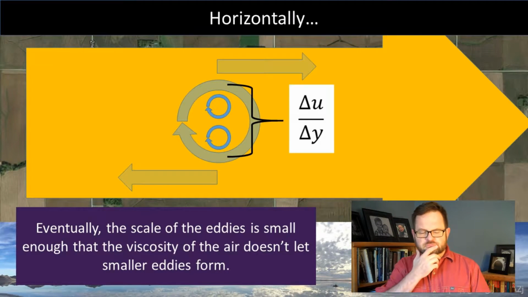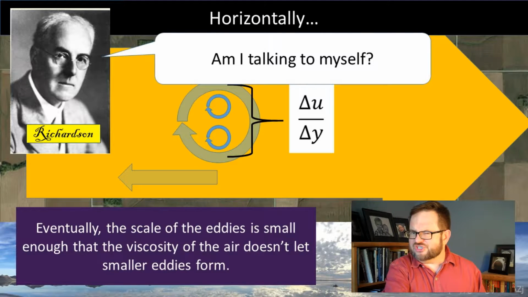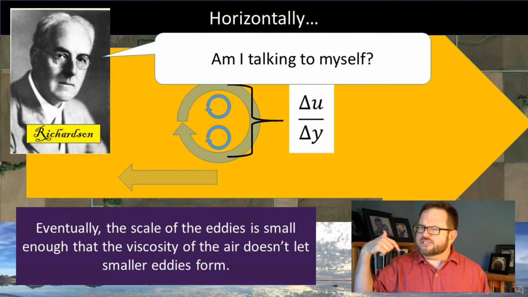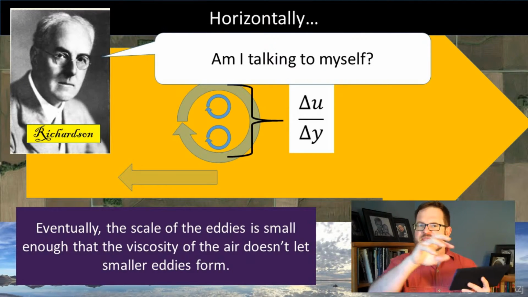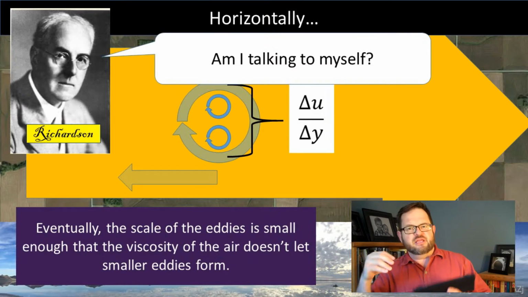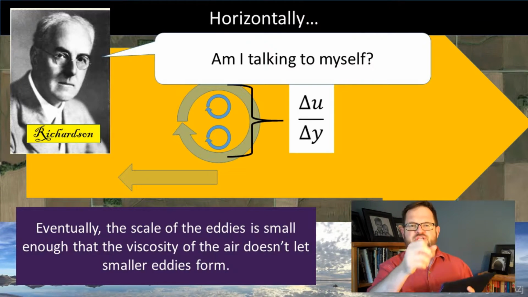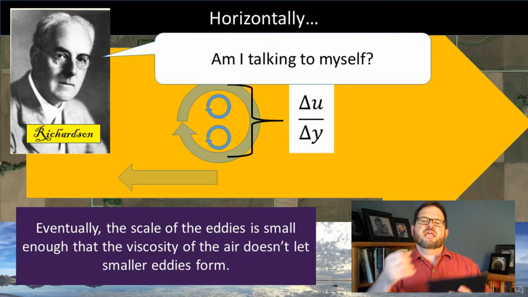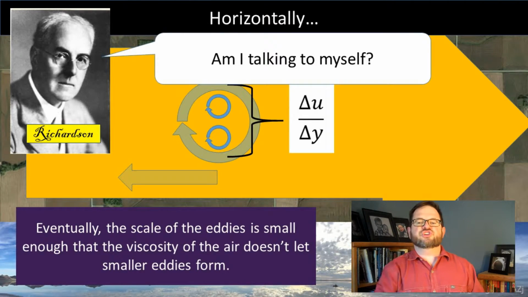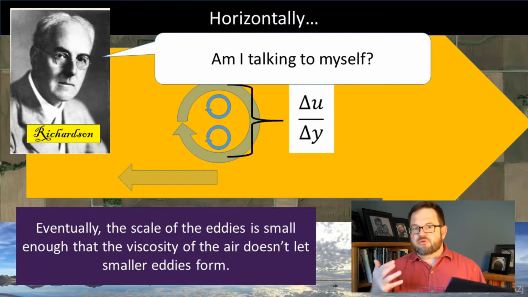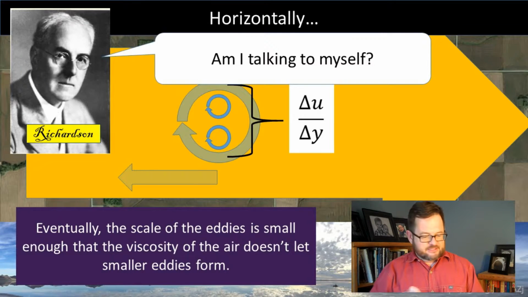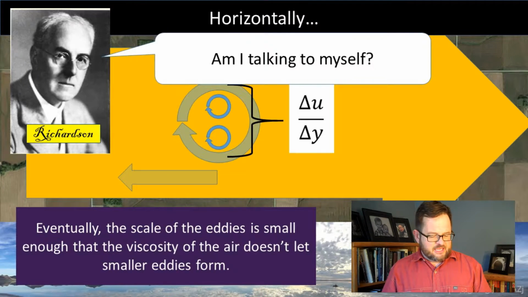At which point Lewis Fry Richardson would step in and say, I'm sorry, was I just talking to myself when I wrote that poem? "The big whorls have lesser whorls that feed on their velocity, and little whorls have lesser whorls, and so on to viscosity." Right? He had the idea right. He was always doing something crazy like making up a poem or making up a painting about science.